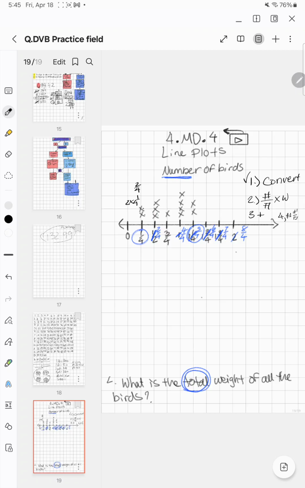Here is 2/4. I see 1, 2, 3. So 3 times 2, that's going to be 6/4, right? I see 3/4 times 1, right? And that's just going to be the same thing. This is 4/4 times 1, 2, 3, 4. So it's really going to be equal to 16/4. And here 5/4 times 2. And that's going to be 10/4.